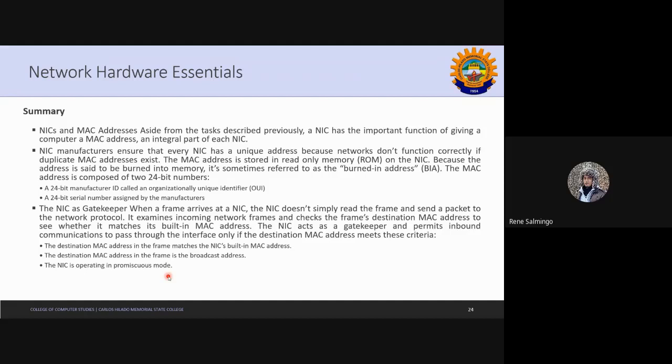So the network interface card is a gatekeeper. It simply reads the frame and sends the packet to the network protocol, and examines incoming network frames and checks the frame destination MAC address to see whether it matches its built-in MAC address. The NIC acts as a gatekeeper and permits inbound communication to pass through the interface only if the destination MAC address meets these criteria. So the destination MAC address in the frame matches the NIC's MAC address, or the destination MAC address in the frame is the broadcast address. Or the NIC is operating in a promiscuous mode.